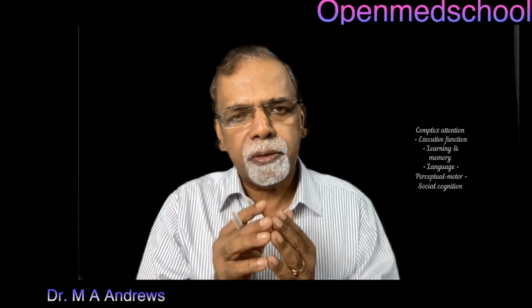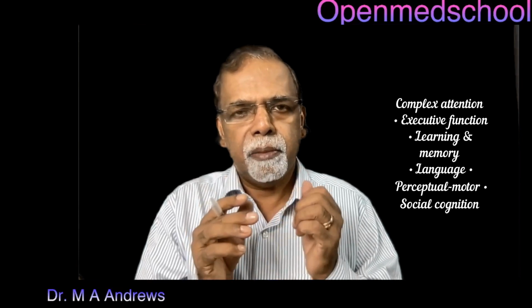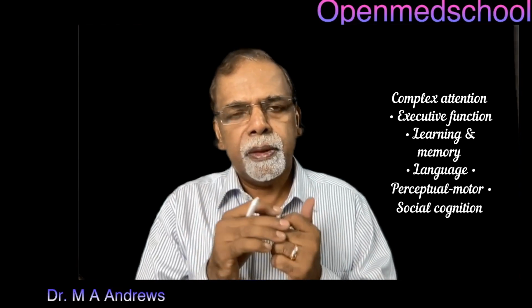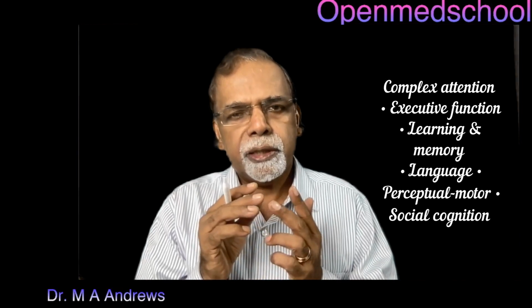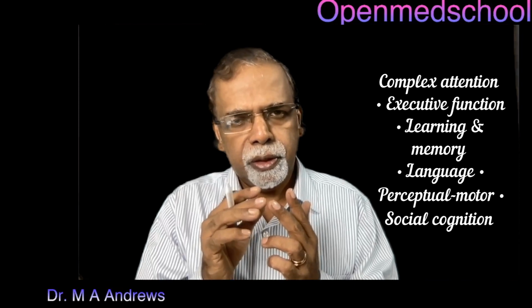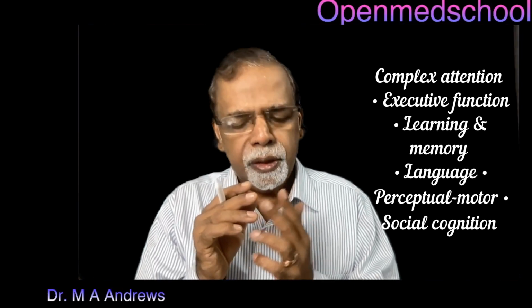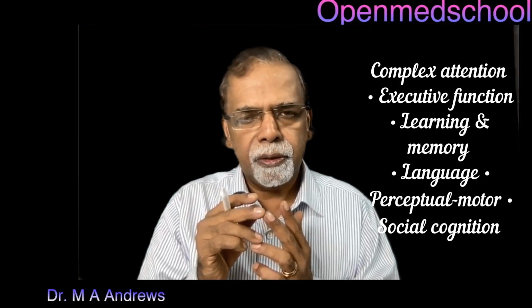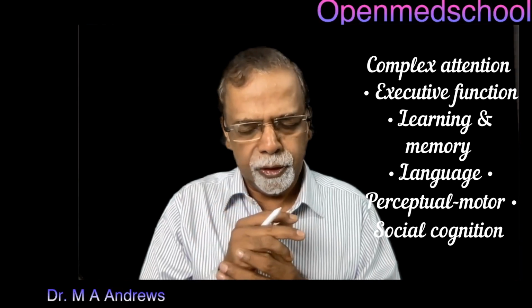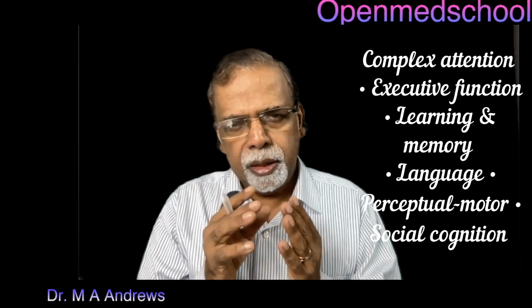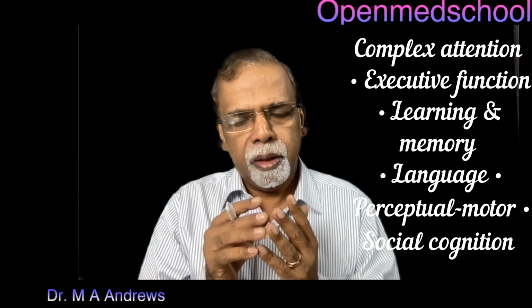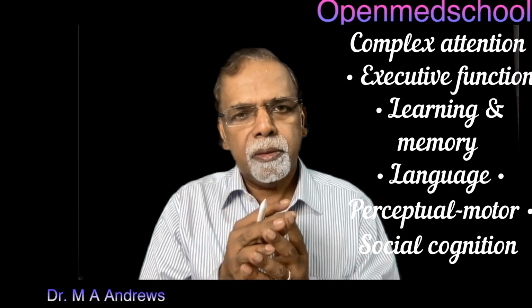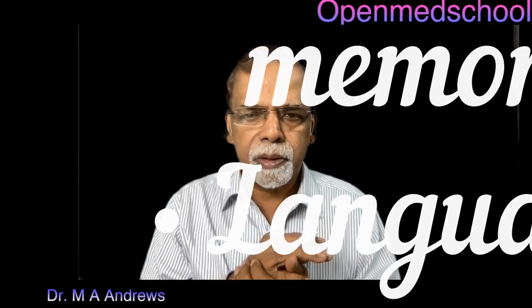So we have discussed the major elements of cognition. Number one is complex attention. Second, the perceptual motor. We have discussed social cognition, and any defects in these can lead to neurocognitive disorders. In addition, we have mentioned language, learning and memory. All these constitute the major cognitive domains as per DSM.